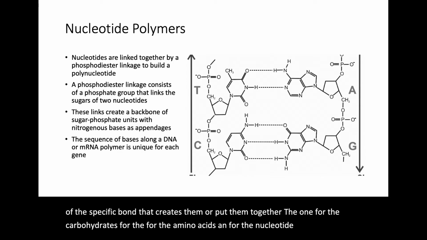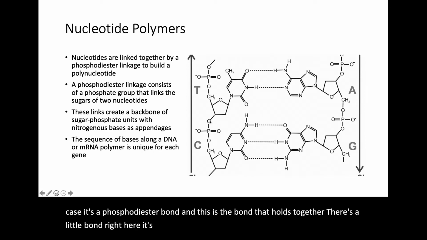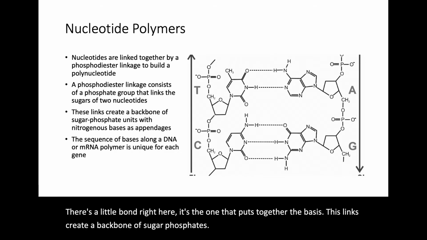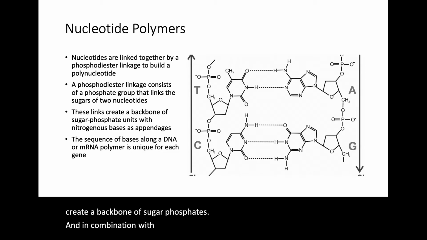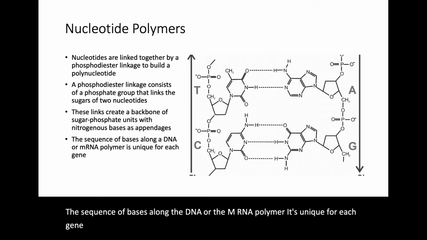So in this case, it's a phosphodiester bond, and this is the bond that holds together, right, this little bond right here, it's the one that puts together the bases. These links create a backbone of sugar phosphates, and in combination with their nitrogenous bases, they form the DNA molecule. The sequence of bases along the DNA or the mRNA polymer is unique for each gene. So this is something to talk about, very important as well.